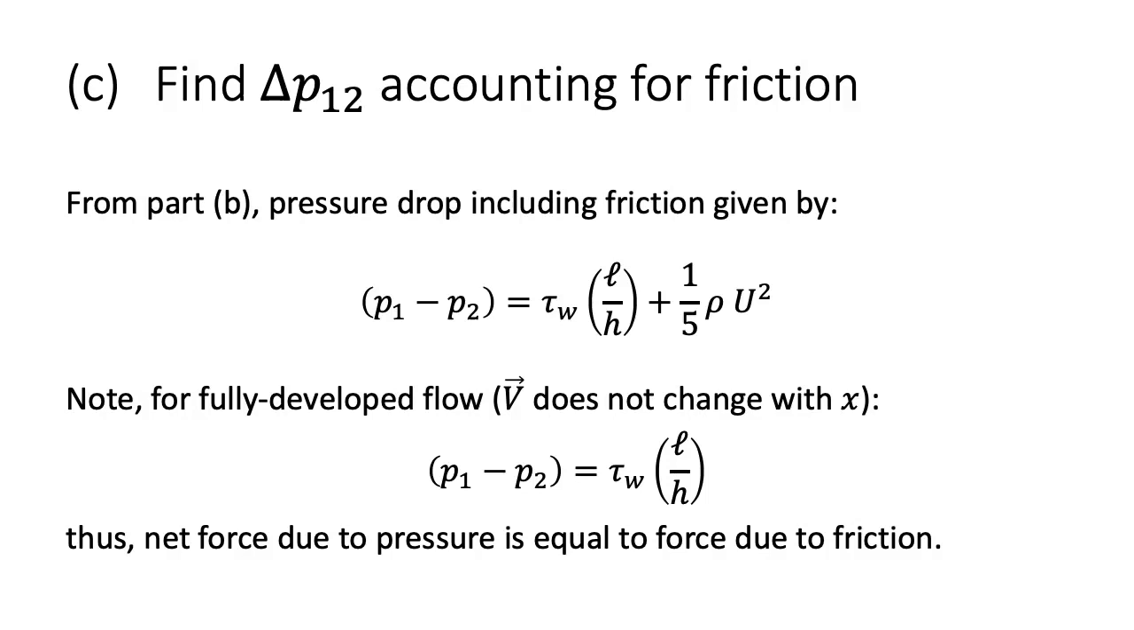Furthermore, we note that if the flow continues after section 2, it has become fully developed with a velocity profile that no longer depends on the x direction. Thus, the momentum is no longer changing, and the net force due to pressure is just equal to the force required to overcome friction. The ratio of L over H accounts for the fact that the pressure acts on the cross-sectional area while the friction acts on the wall area.